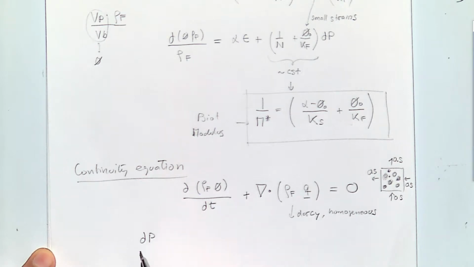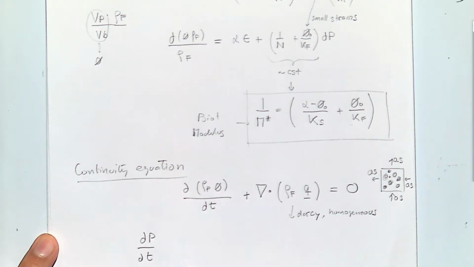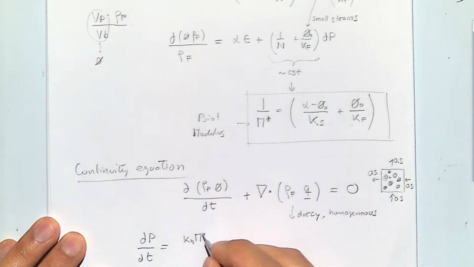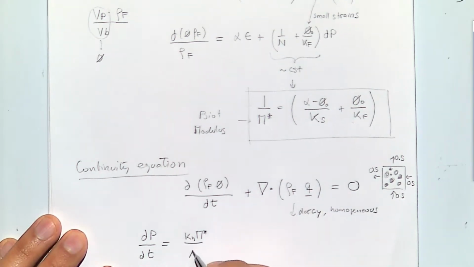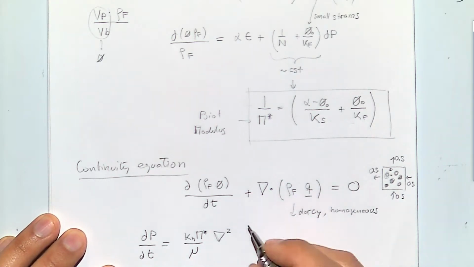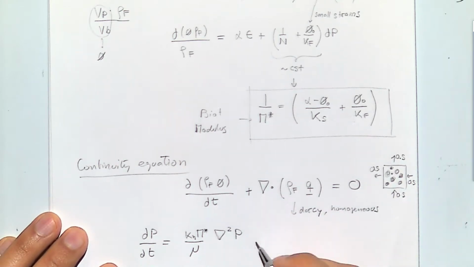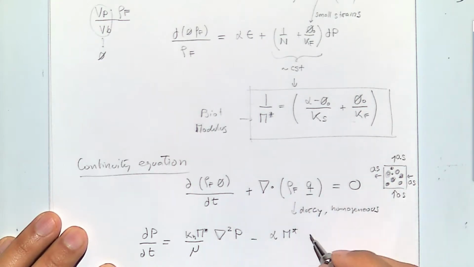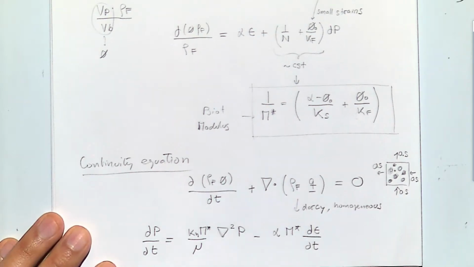So this equation tells me that the variation of pressure with variation of time is going to be equal to permeability. And let me call permeability, we have too many Ks, so let me call permeability KH, times M, the Biot Modulus, divided by the viscosity of the fluid, that comes from the Darcy equation, times the Laplacian of pressure minus alpha times the Biot Modulus times the variation of volumetric strain with time.